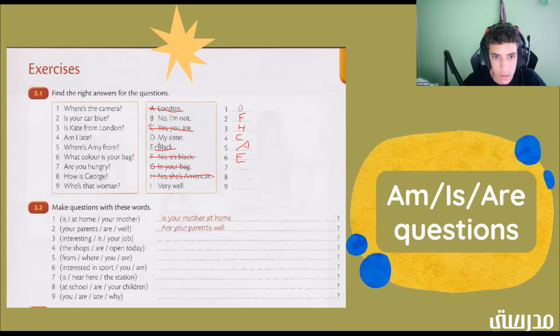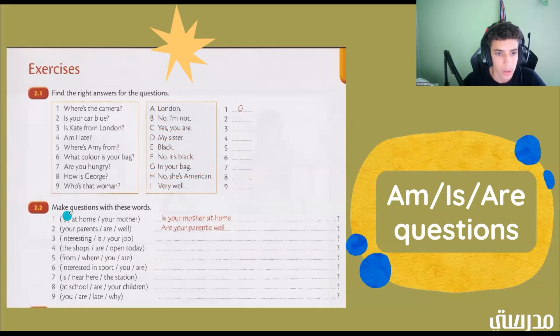All right. Now we have 7. Are you hungry? Yes, you're right. It would be B. No, I'm not. Okay, now we have 8. How is George? Which one would that be? I. All right. Good job. Very well. So let's put that there. And then the last one. Who's that woman? And it would be D. Good job. All right.